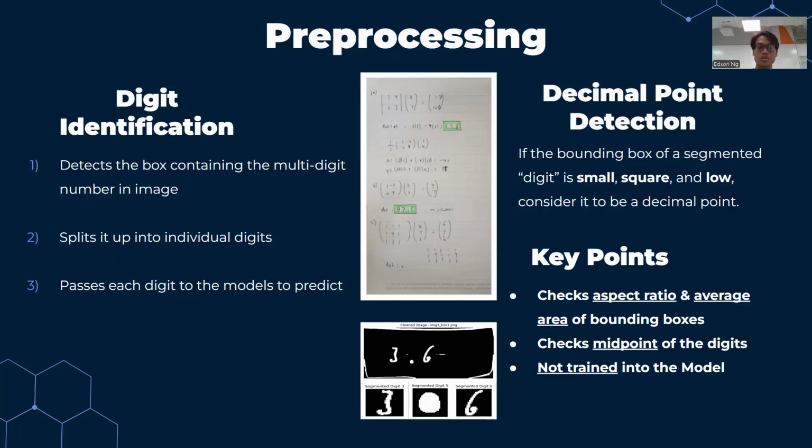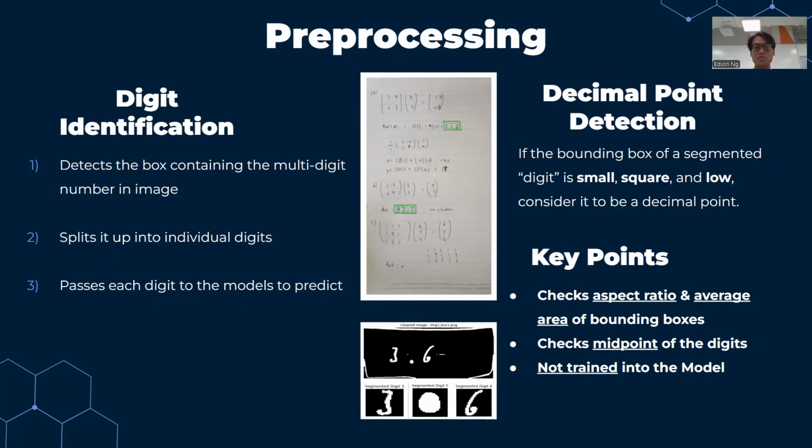For answers with decimal points, we have our own detection. The central idea is this. If the bounding box of a segmented digit is small, square, and low, consider it to be a decimal point. In order to check if it is small, we use area; whether it is square, aspect ratio; and finally, whether its position is low enough, we check its midpoint.